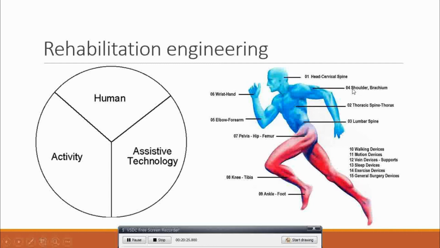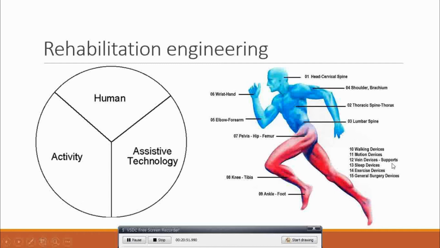Orang kata apa, parts yang contribute kepada rehabilitation. Contoh pada kepala dia, shoulder, thoracic spine, lumbar spine, pelvis, elbow, wrist, hand, knee, tibia, ankle, foot. Semua bahagian-bahagian ni dah ada dah alat sekarang ni dalam rehabilitation.